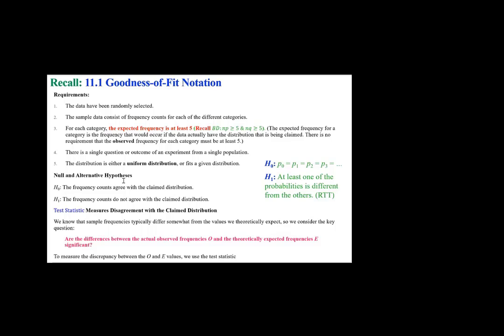The expected frequency for a category is the frequency that it would occur if the data actually have the distribution that is being claimed. There is no requirement that the observed frequency for each category must be at least 5. 4, there is a single question or outcome of an experiment from a single population. 5, the distribution is either a uniform distribution or it fits a given distribution. So those are the requirements, and the bottom line is the goodness of fit deals with proportions.